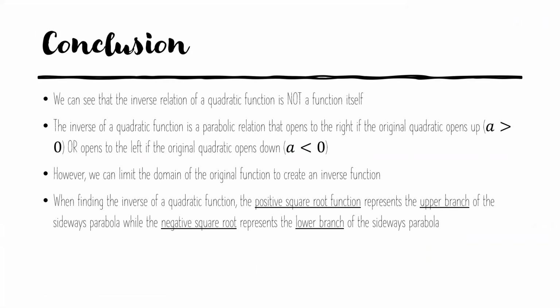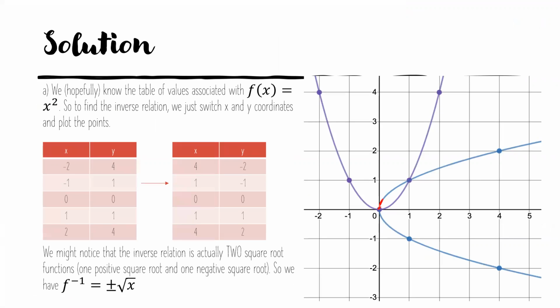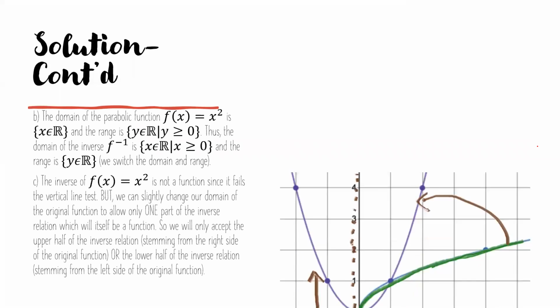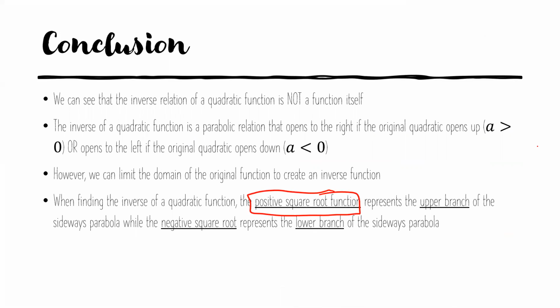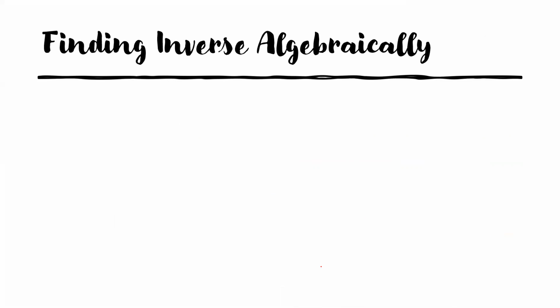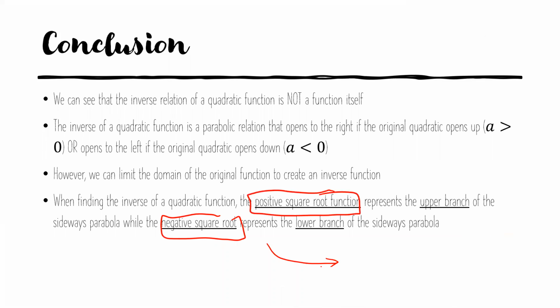So when you're finding the inverse of a quadratic function, the positive square root function, and again, the positive square root is the one we looked at the very top here. So if we go back to our example here, this is the positive square root that I'm looking at, just this upper half here. That is going to represent the upper branch of the sideways parabola, while the negative square root, the one at the bottom there, the one that went like this, is going to represent the lower branch of the sideways parabola there. So I'm hoping that makes sense so far.